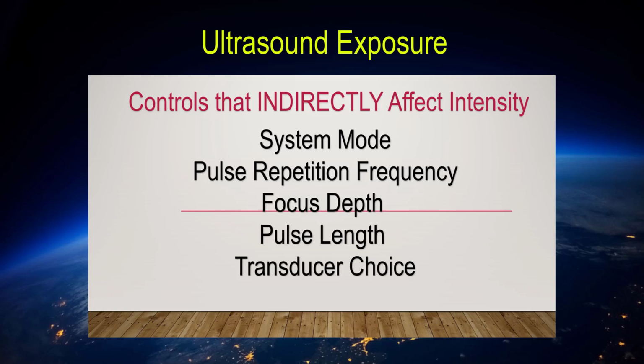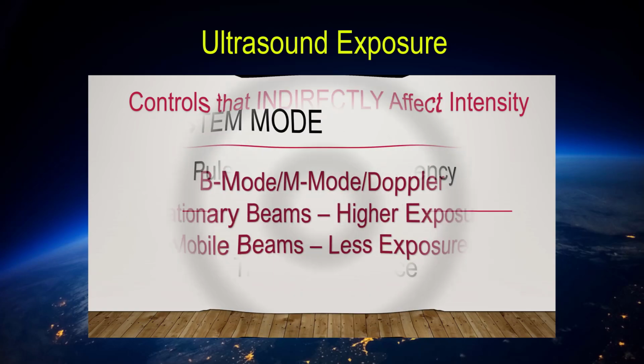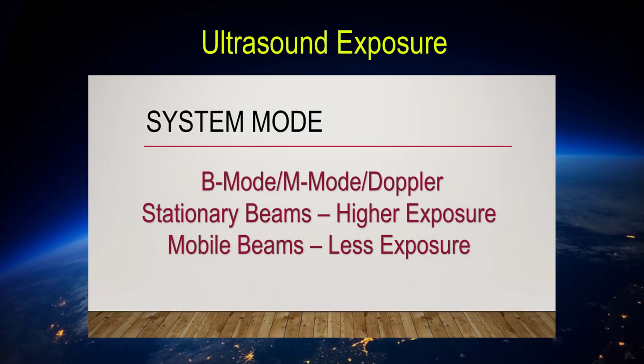Now let's get to the controls that indirectly affect intensity. They consist of the system mode, pulse repetition frequency, focus depth, pulse length, and transducer choice. For the system mode, it depends on what kind of imaging mode you're using. It could be the B mode, M mode, or Doppler echocardiography.